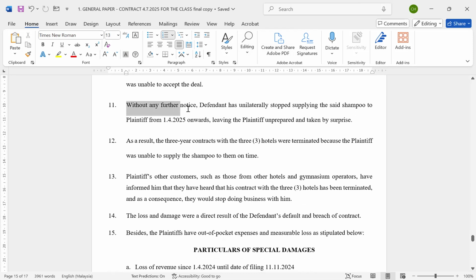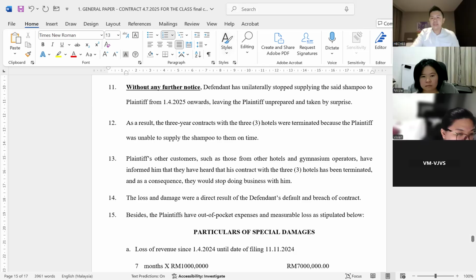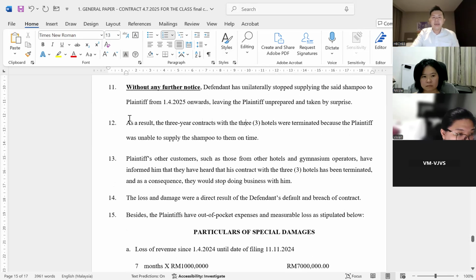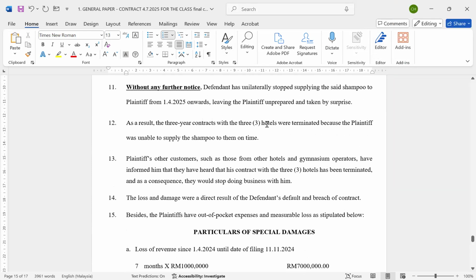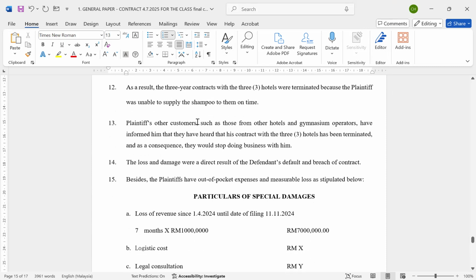So without further notice, this one is very important. Defendant has unilaterally stopped supplying the said shampoo to plaintiff from 1st April 2025 onwards, leaving the plaintiff unprepared and taken by surprise. So you want to make this, wow, very bad. Okay. As a result, the 3-year contracts with the 3 hotels were terminated because the plaintiff was unable to supply the shampoo to them on time.